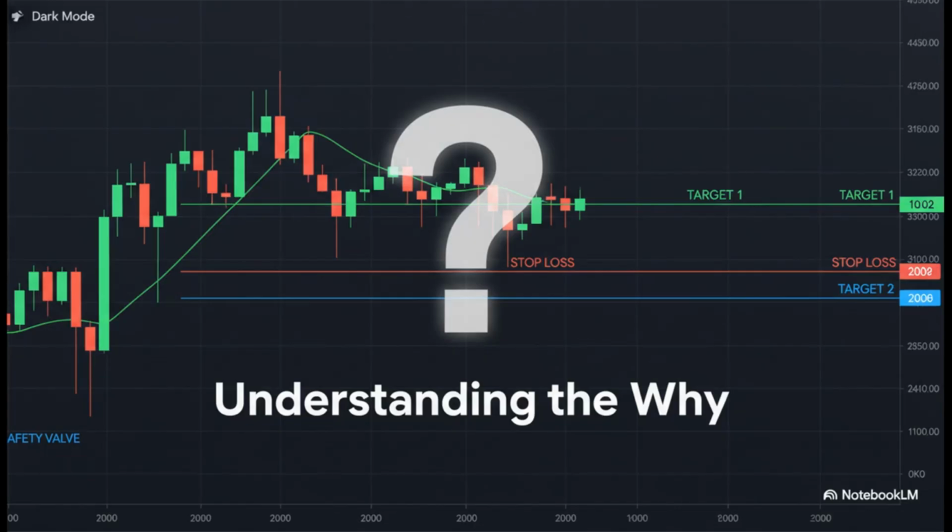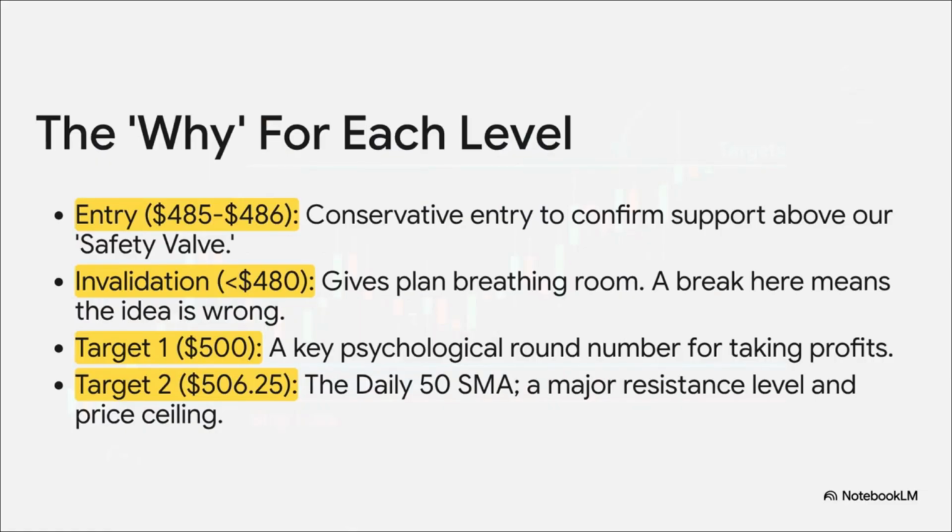But wait, it's not enough to just blindly copy these numbers. The real lesson here, the thing that's actually going to make you a better trader in the long run, is understanding the why behind each one. So let's break that down right now. All right, let's walk through the logic.